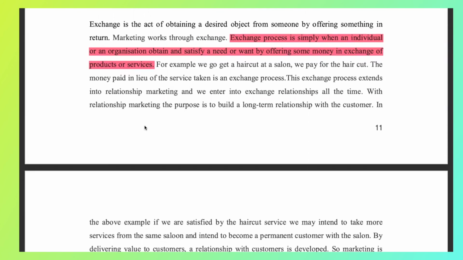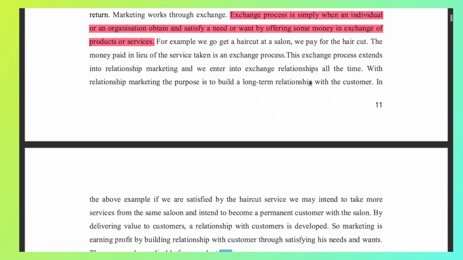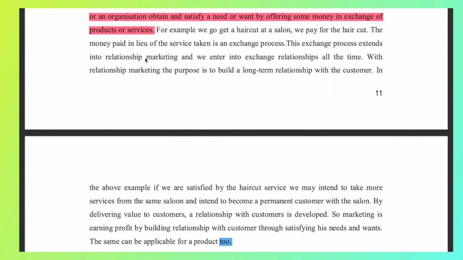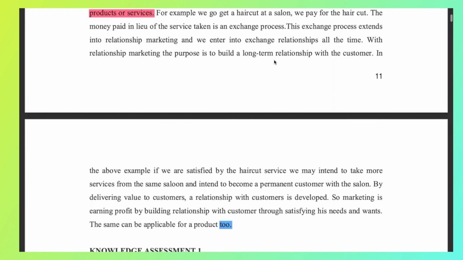Exchange process is only when somebody gives you a product or service and you pay for it. That is something exchanging, right? So, for example, you get a haircut at a salon and you pay for the haircut. So the money paid for the service taken is an exchange process. The exchange process extends into relationship marketing as we encounter an exchange relationship all the time.